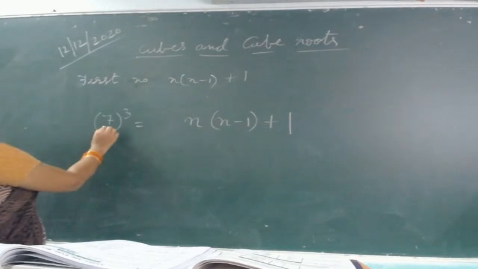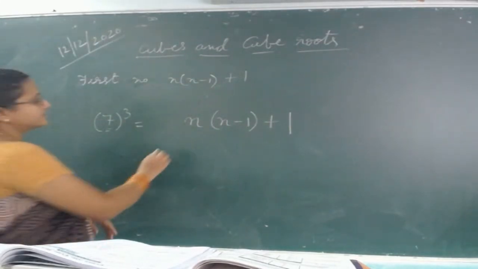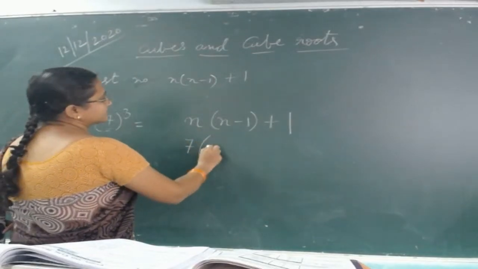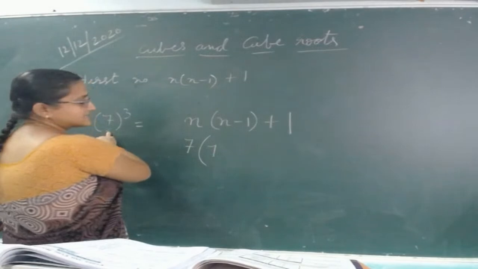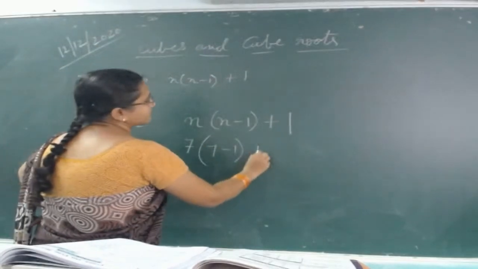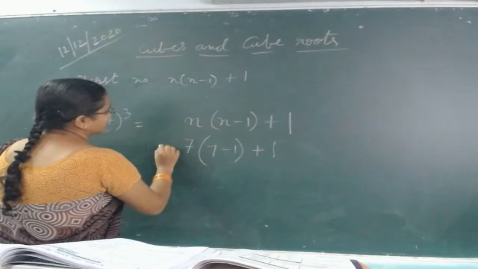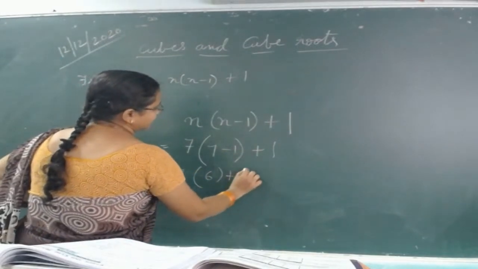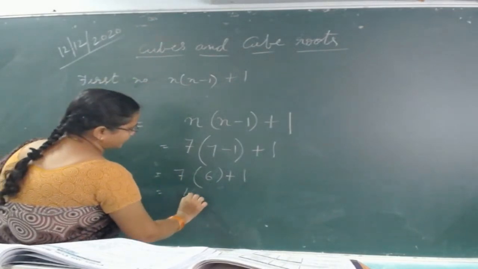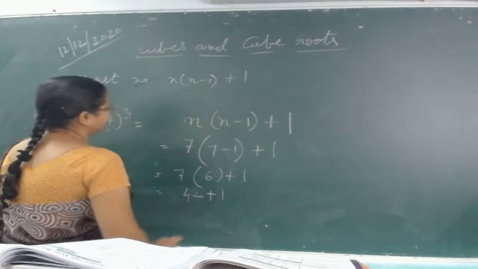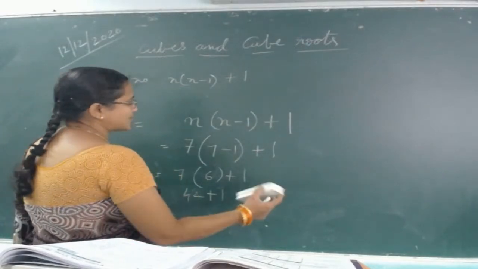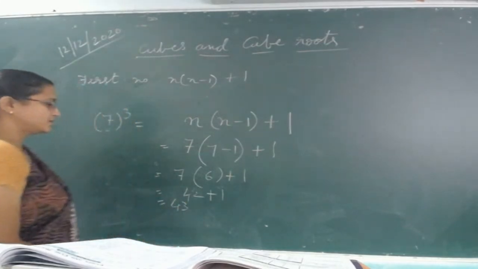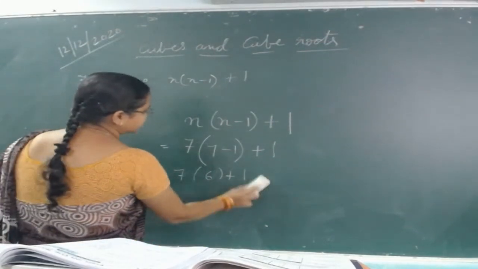So here n is 7. You take 7 instead of n here, and n minus 1, the value of n for us is 7. So that is equal to 7 into 7 minus 1, 6, plus 1. That is equal to 7 sixes are 42 plus 1. Understand or not? So now 42 plus 1 is equal to 43. So from which odd number onwards do you have to start?